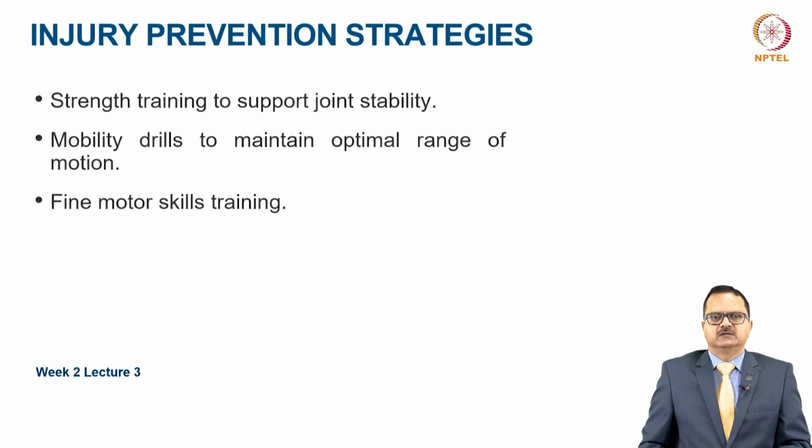How do you prevent injuries in the upper extremity? Mainly, you're supposed to do shoulder, elbow and wrist strength training to support joint stability. You may need to do mobility drills to maintain the optimal range of motion, and fine motor skills training is also essential.